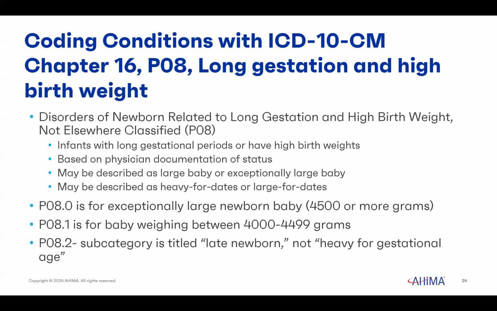P08 codes apply to newborns with long gestational age or high birth weight. These infants are described as large for dates or exceptionally large. So you can see some examples of them here. P08.0, exceptionally large baby, meaning over 4,500 grams. P08.1 is for babies weighing between 4,000 and 4,499 grams. And then the P08.2 subcategory is titled late newborn, not heavy for gestational age.